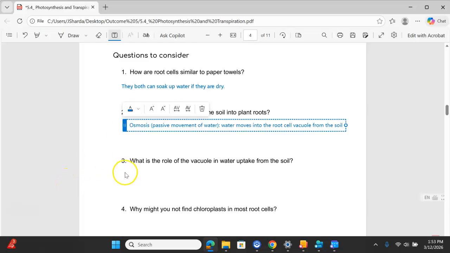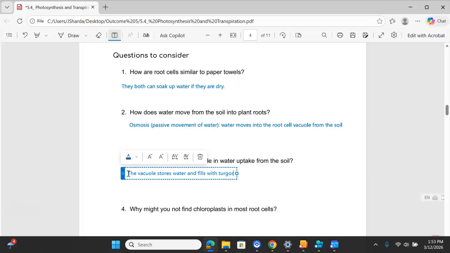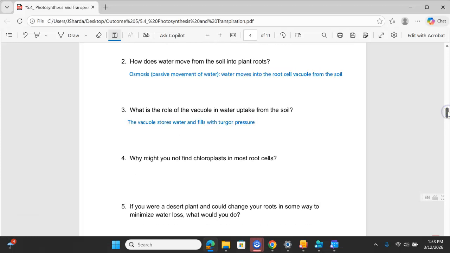Okay, what is the role of the vacuole in water uptake from the soil? The vacuole, as we know from outcome 4, stores water. So when it fills up, it's the vacuole. This vacuole stores water and fills with turgor pressure. Remember, a well-watered plant is going to have a lot of turgor pressure inside, and that's why plants are able to stand up the way that they do.